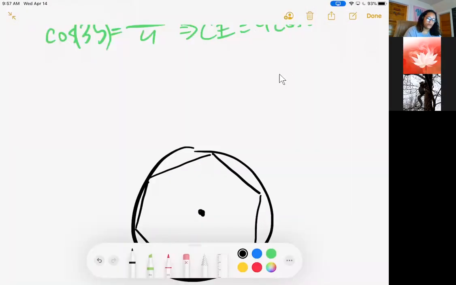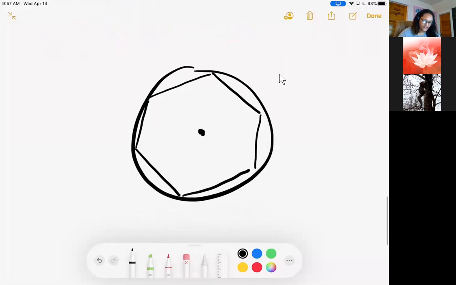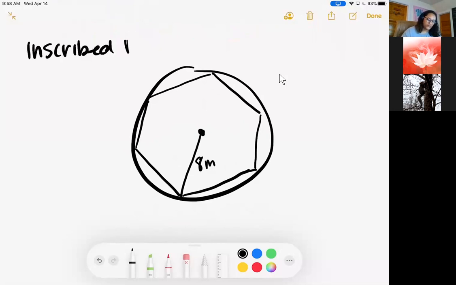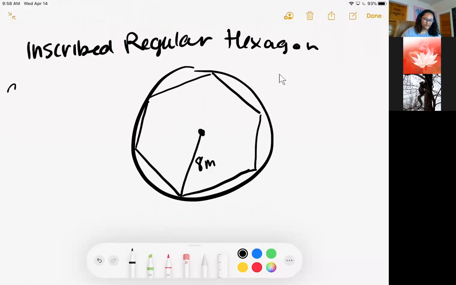Okay, so we have a hexagon. I'll say that the radius is 8 meters. Inscribed regular hexagon. And I want us to solve for the area between the polygon and the circle, just like we did yesterday.